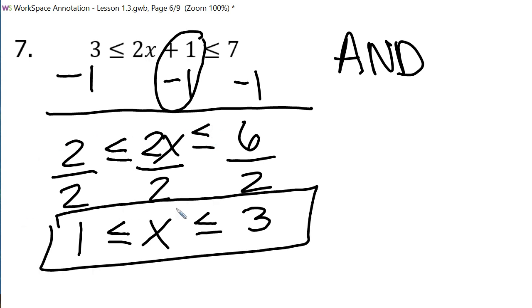Now on the number line, I want you to drop it down 1 and bump it up 1. So instead of starting at 1, start at 0. Instead of stopping at 3, go 1 more. We're going to go out to 4. So go 1 below, 1 above.